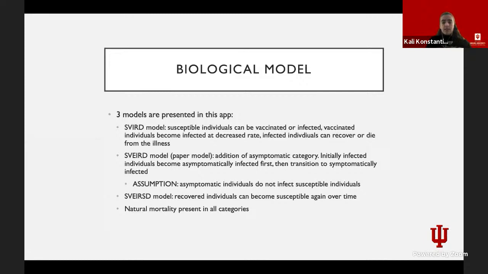And finally, I modified the paper model a bit to include an additional SVEIRD case in which recovered individuals can become susceptible again over time. And natural mortality is present in all of the above categories in every single case. And it's important to mention that, once again, the D in all these models is just deaths from COVID, or whatever the illness in question.